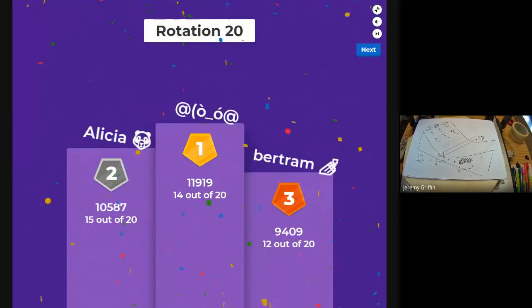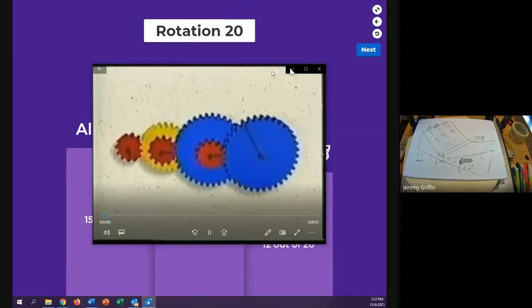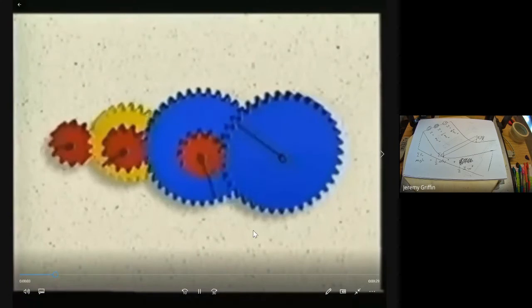Under homework, there's some problems I did not assign, but I printed out that I want to go over. One of them, I have an animation lined up. Here we go. Okay, that's what I'm looking for. Let's take a look at this animation.